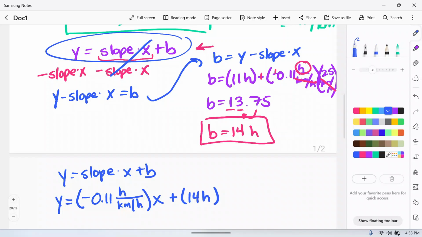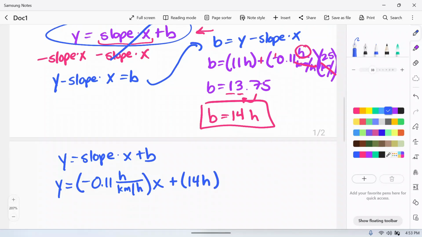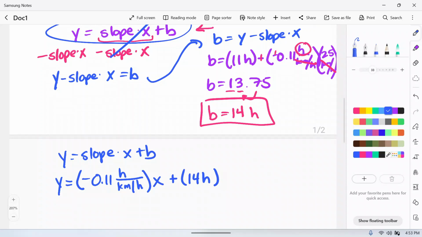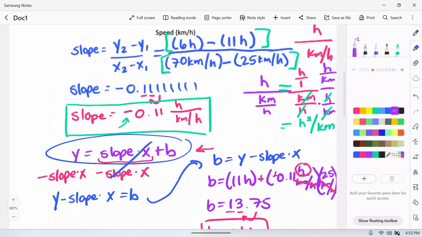Notice that I put my number with its unit in parentheses, so that way my variables don't get confused with units. The units stay with the number inside the parentheses, the variables go outside. Now that would be all well and done. We're pretty close, except this is physics and y and x actually stand for something.